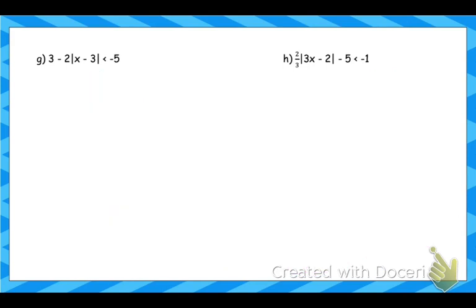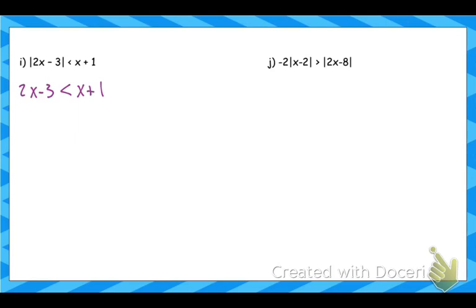All right, we're going to do 2 more. This time we're going to look at them in comparison to another function. All right, so again, set this up. The absolute value is already isolated. So I would do 2x minus 3 is less than x plus 1. That's one of my equations. It's less than, so I would then do negative 2x plus 3 is less than x plus 1.